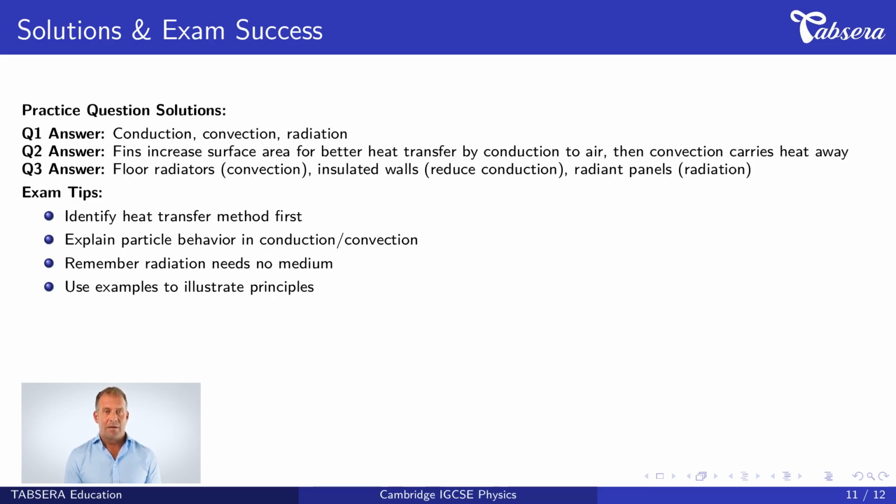For question 3, an efficient system combines floor radiators using convection currents, insulated walls reducing unwanted conduction, and radiant panels providing direct radiation heating. Exam success tips. First, identify the heat transfer method before explaining the process. Second, explain particle behavior. In conduction, particles vibrate. In convection, particles move. Third, remember radiation needs no medium and works through vacuum. Fourth, use specific examples to illustrate principles clearly.